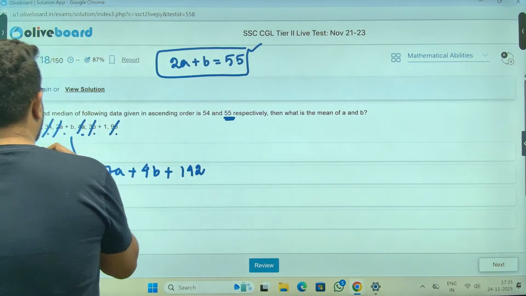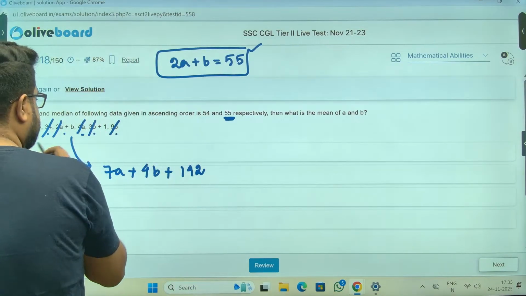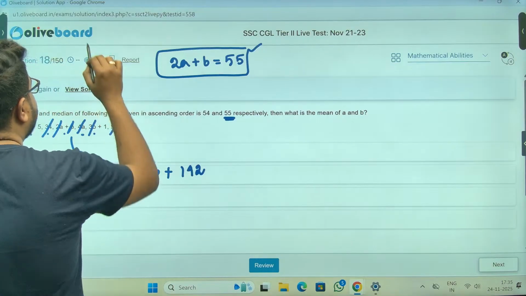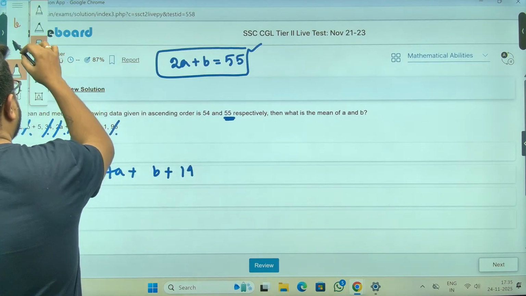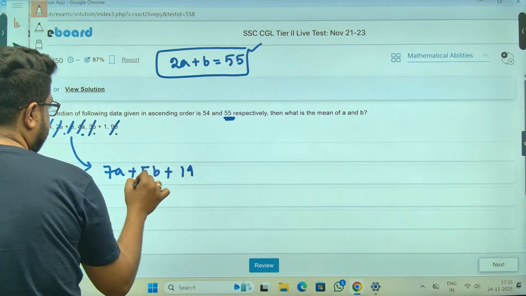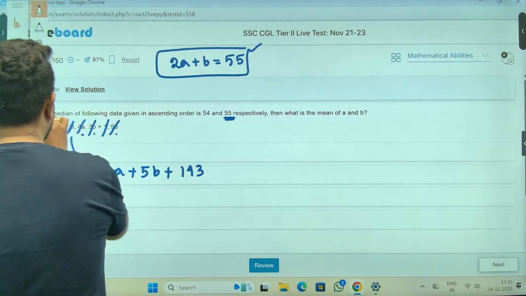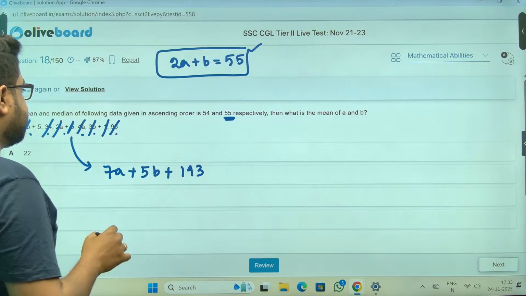अच्छा, मिस हो गया. एक तो मिस हो गया. This B I missed. This will be 5B, sir. My mistake. This will be 5B. This will be 143. 5B, because this one is also there. 143. This is this total.